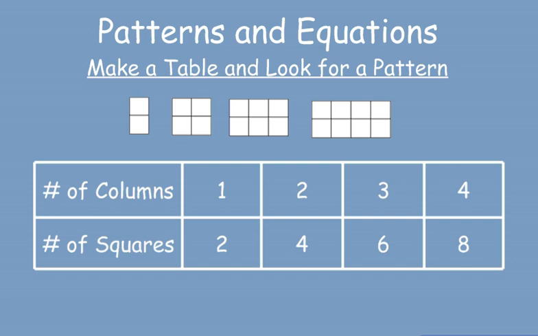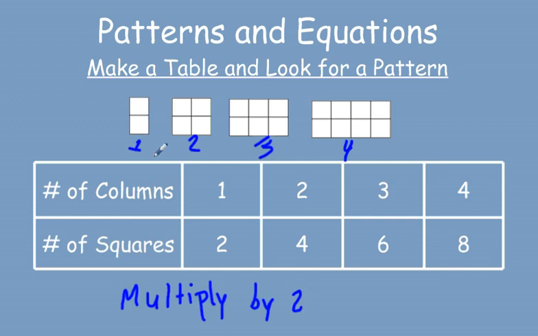Now, in the pattern on the screen, as each column is added, the total number of squares is increased. So you record the number of columns and the number of squares. If we have one column, we'd have 2 squares, and so for 2 columns, 3 columns, and 4 columns. Then we are going to record what the pattern is. The rule for this one would be we would have to multiply by 2.